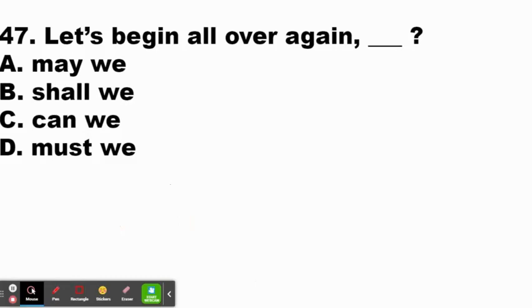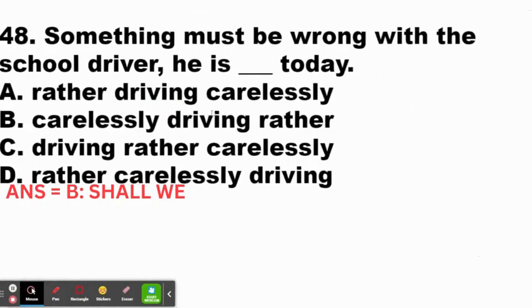So, question 47. Let's begin all over again. Dash. A, may we? B, shall we? C, can we? D, must we? Now, this has to do with tag questions. When you say let's, you are talking to someone else in company with you. So the correct option is B, shall we? Let's begin all over again. Shall we? So that's the correct option.